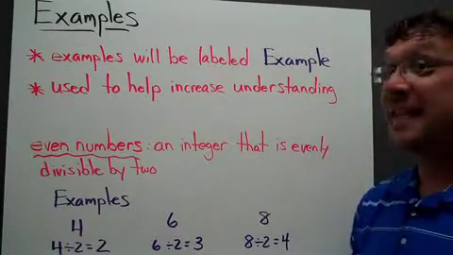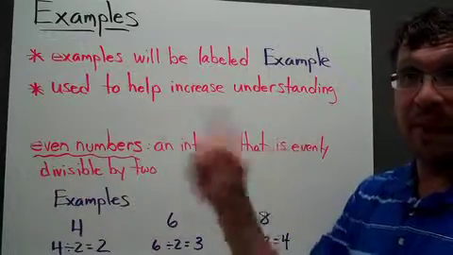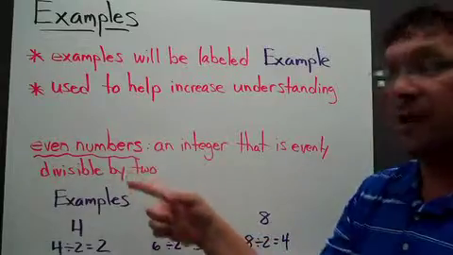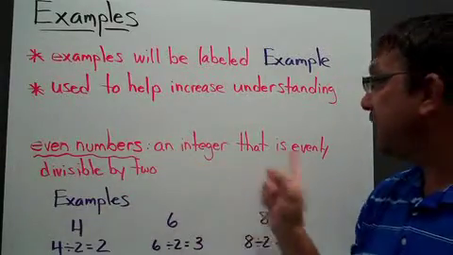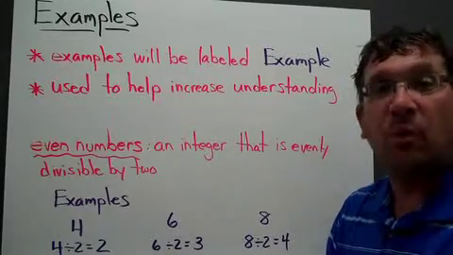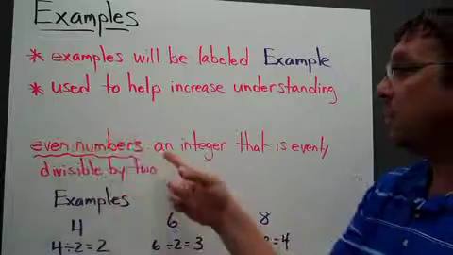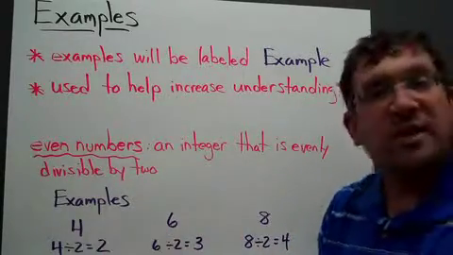The example I have for you here is, remember back to the other board, the definition of even numbers. It's underlined, the term I want you to know. An even number is an integer that is evenly divisible by 2. Now that's the definition. I underlined the word and gave the meaning. And then following it, I've given you some examples.